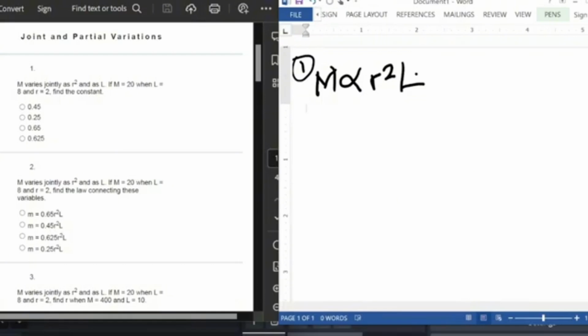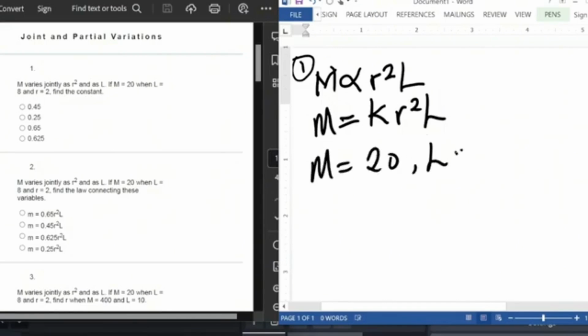As I've told you earlier on, joint variation could be the combination of direct variation and joint variation, or direct variation and direct variation, or joint variation and joint variation. So depending. This one is under direct. So we change this symbol to equals, then we introduce our constant k: m equals k r squared l. We are given that m equals 20, l equals 8, while r equals 2. Find the constant. So we want to get the value of the constant here. That's the first question we are asked to find.